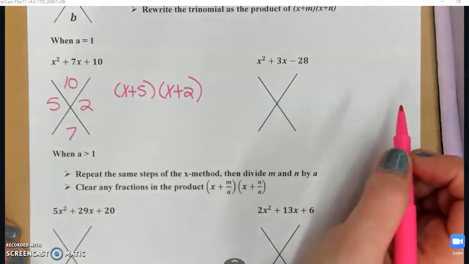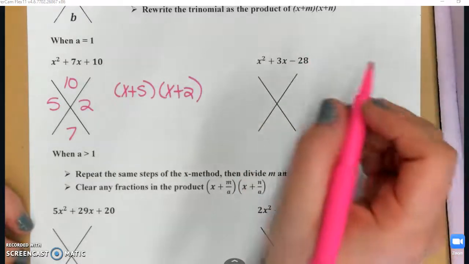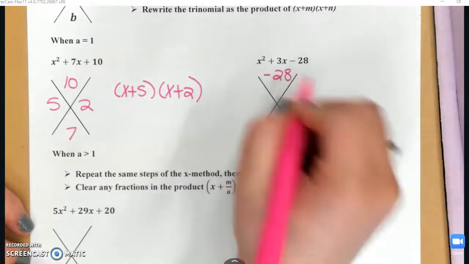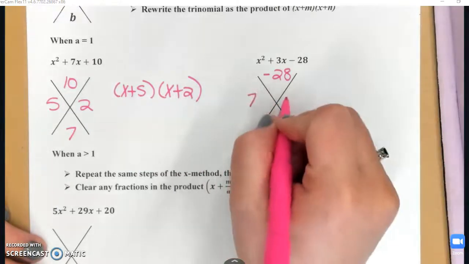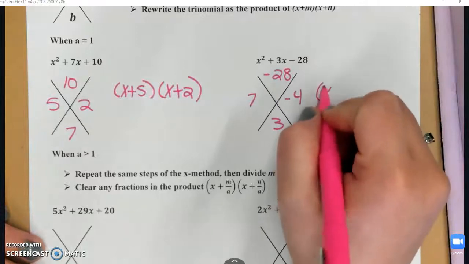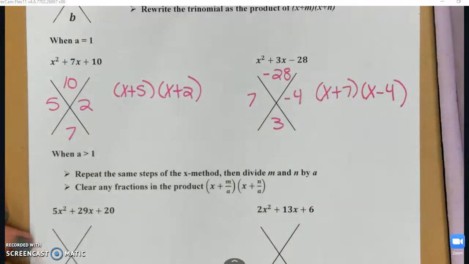Okay, let's practice this again. x squared plus 3x minus 28. A is 1, c is negative 28. 1 times negative 28 is negative 28. My b value is 3. So I need two numbers that multiply to negative 28 and add to 3. That is 7 and negative 4. So x plus 7 times x minus 4 are my two factors. Again, FOIL to make sure you get the correct outcome.